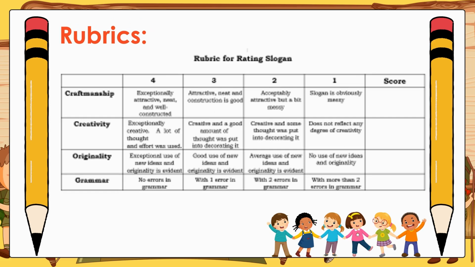Here is the rubric for rating slogan. So we have craftsmanship, creativity, originality, and grammar. 4 points being the highest and 1 point being the lowest.